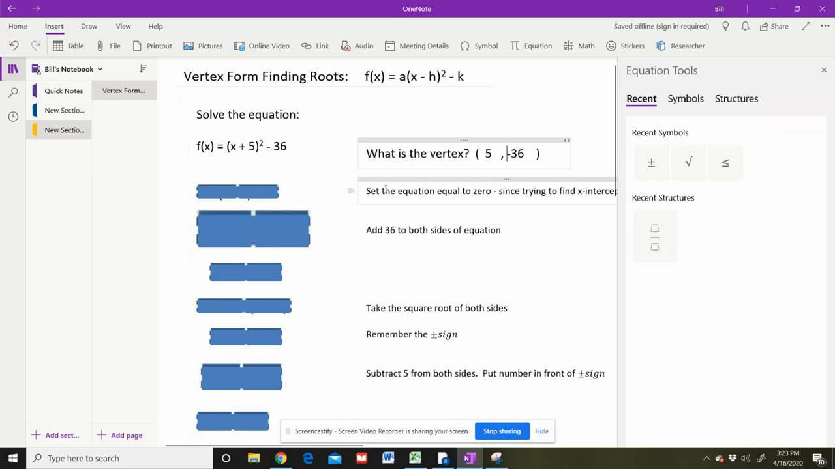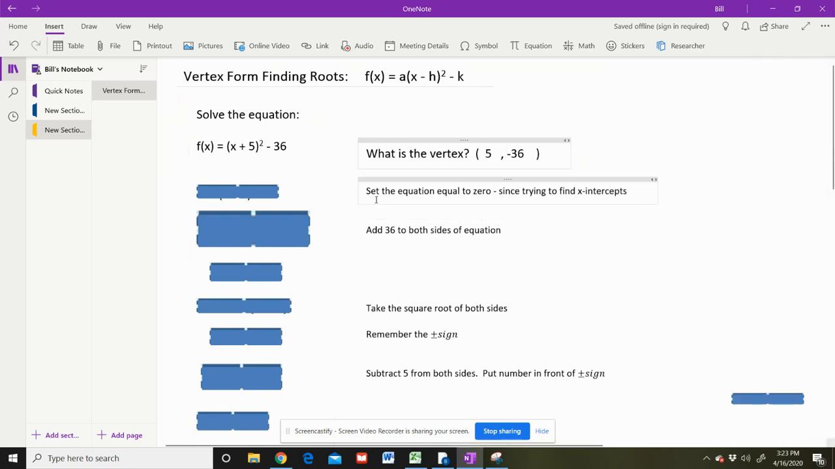So first step, we need to set the equation equal to 0 since we're trying to find the x-intercepts. And remember, the x-intercepts are where the parabola crosses the x-axis, and the value of y on the x-axis is 0. So f of x, which is another way to write y, we're going to make that 0. So let's put that over there. So now we have 0 is equal to (x plus 5) squared minus 36.